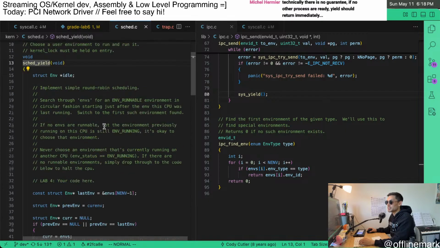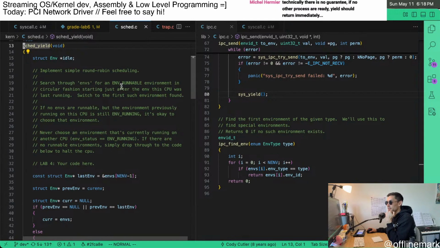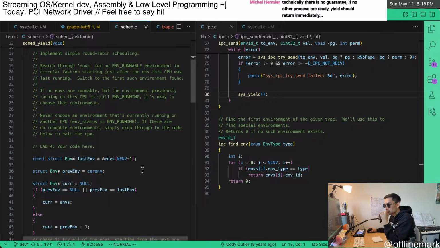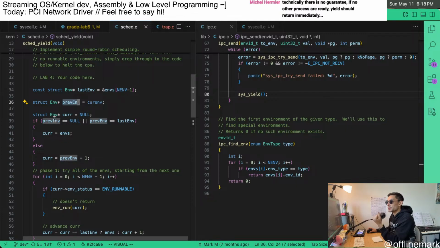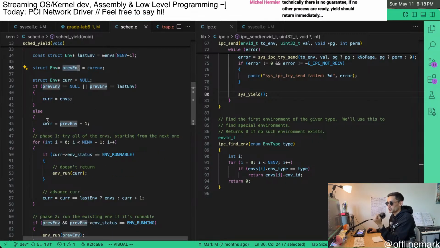It looks for a runnable environment, just after the env this CPU was last running. So we find the one that was just running. That's literally the last one. Prev env is the one that was just running. Then we have this cursor, and we set the state of the cursor somehow. In general, we're just setting it to plus one, the next one.